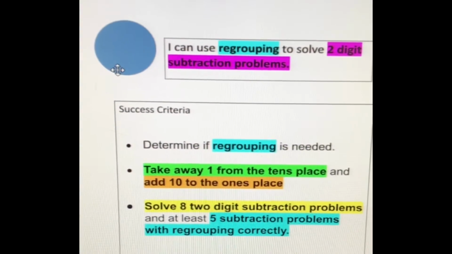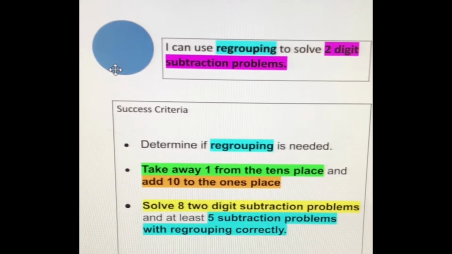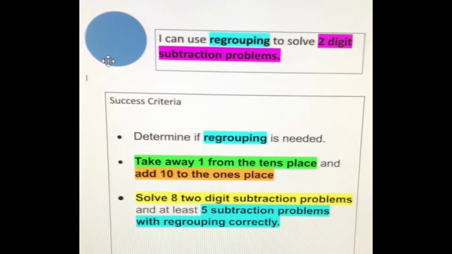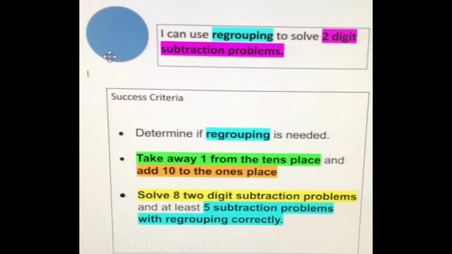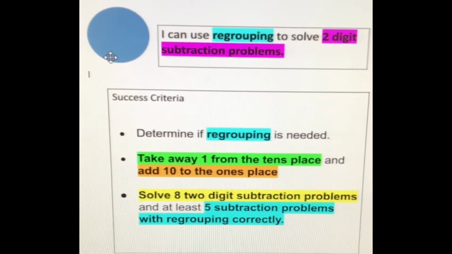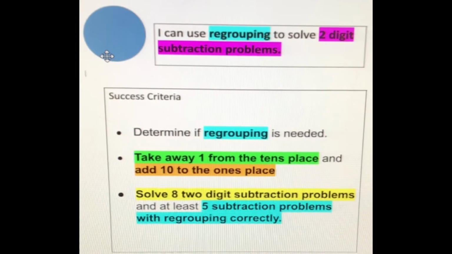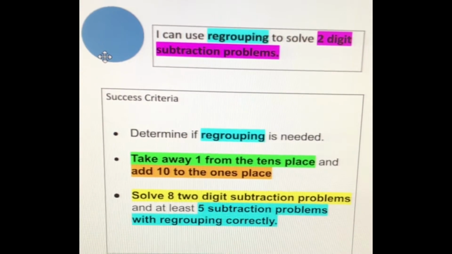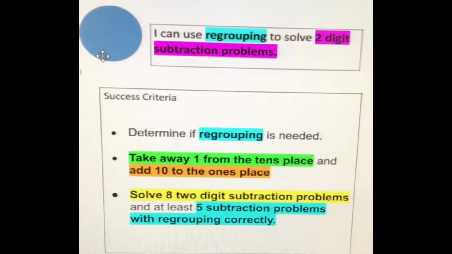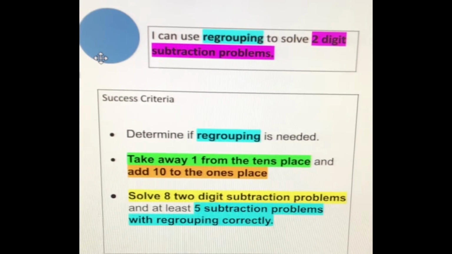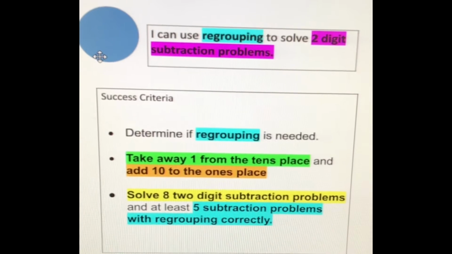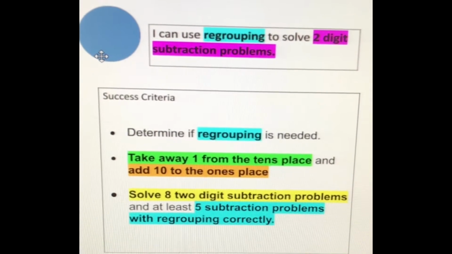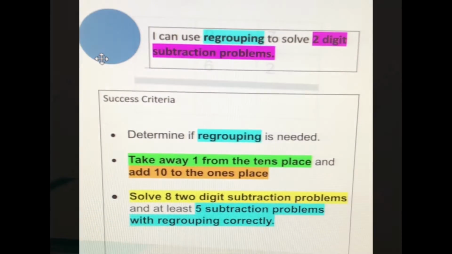Alright, ladies and gentlemen, boys and girls, we focused on regrouping in episode 2, but for episode 6, we're going to focus specifically on regrouping with two-digit numbers. The learning target of the day for Friday, March 25th is: I can use regrouping to solve two-digit subtraction problems. Success criteria: determine if regrouping is needed, take away 1 from the tens place and add 10 to the ones place, solve 8 two-digit subtraction problems, and at least 5 subtraction problems with regrouping correctly.